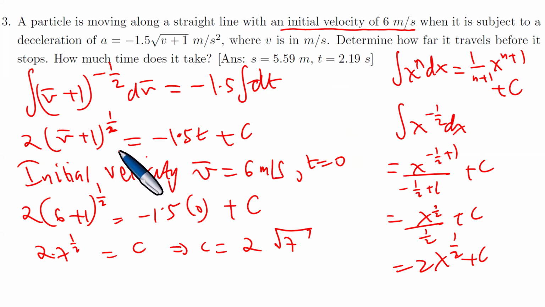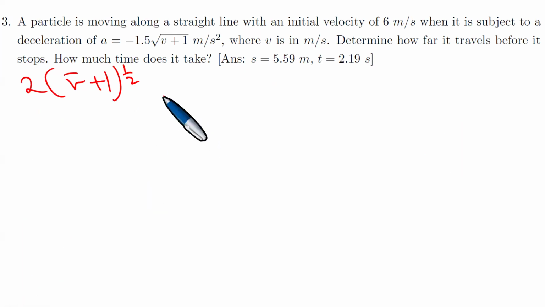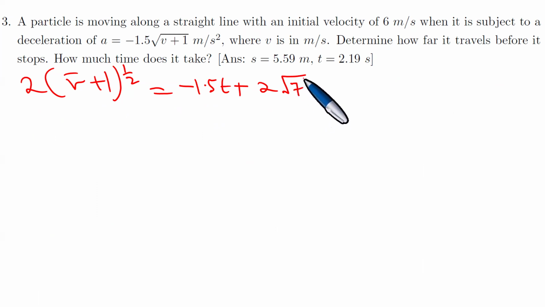We press on. So wherever there is C here, we can put double the square root of 7. So we have 2 with V plus 1 to the power 1/2 minus 1.5 T plus 2 the square root of 7. Okay?